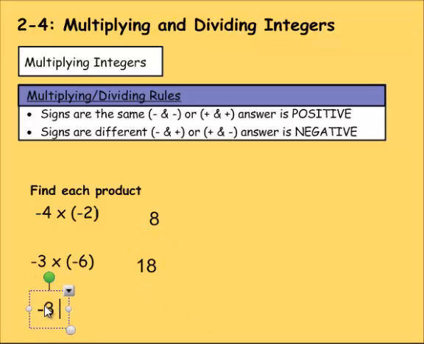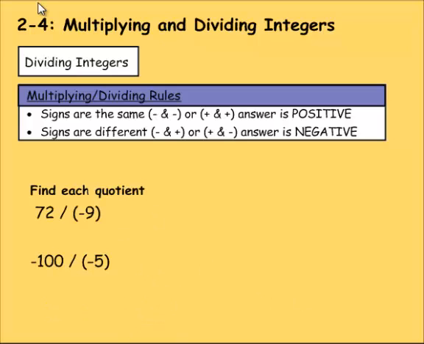Just to show you something different, if we did negative 3 times 5, for example, here's a negative and then a positive. They're different, so the answer is going to be negative. 3 times 5 is 15. Let's make that a negative 15 then for the answer.